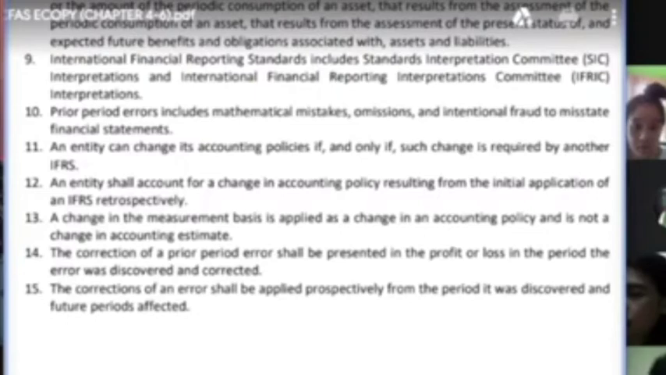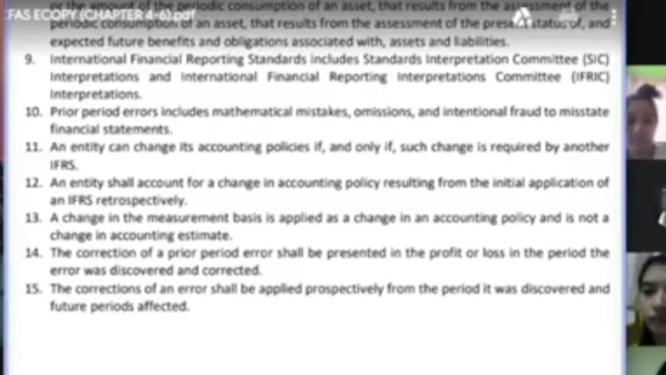Number 11, the entity can change its accounting policy if and only if such change is required by another IFRS. False. Because if the information can be more relevant and faithfully represented, you can do that. We call that a voluntary change. When it is required by a standard, we call it a mandatory change.